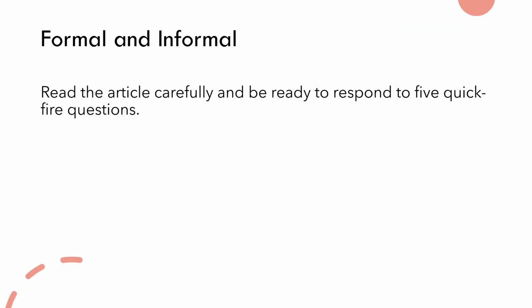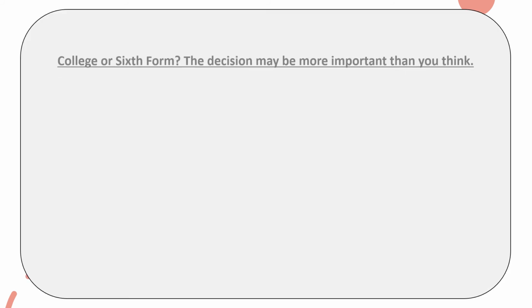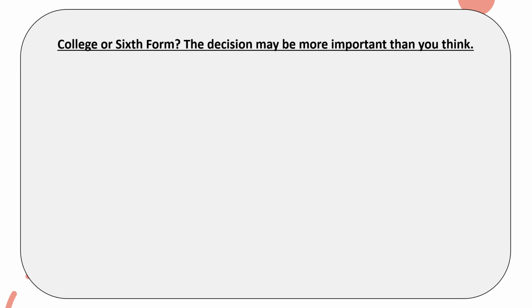Read the article carefully and be ready to respond to 5 quick-fire questions. So all we're going to do now is look at an example of an article. We're going to see how you can use the skills of skimming and scanning to select and identify key information, and see if we can practice some of our reading skills. You can see there, it's very clearly going to be an article, because what we've got here is a headline. That's a really key thing that you need to include in terms of your organisation or presentational features.